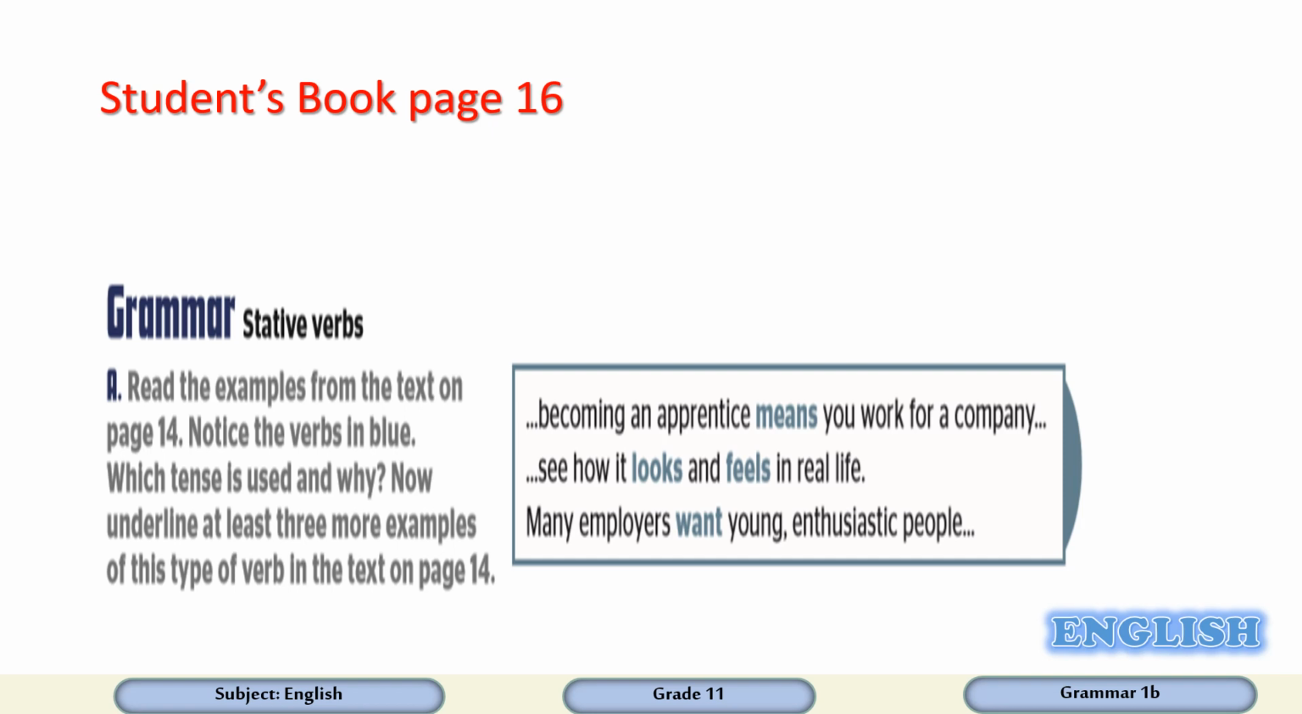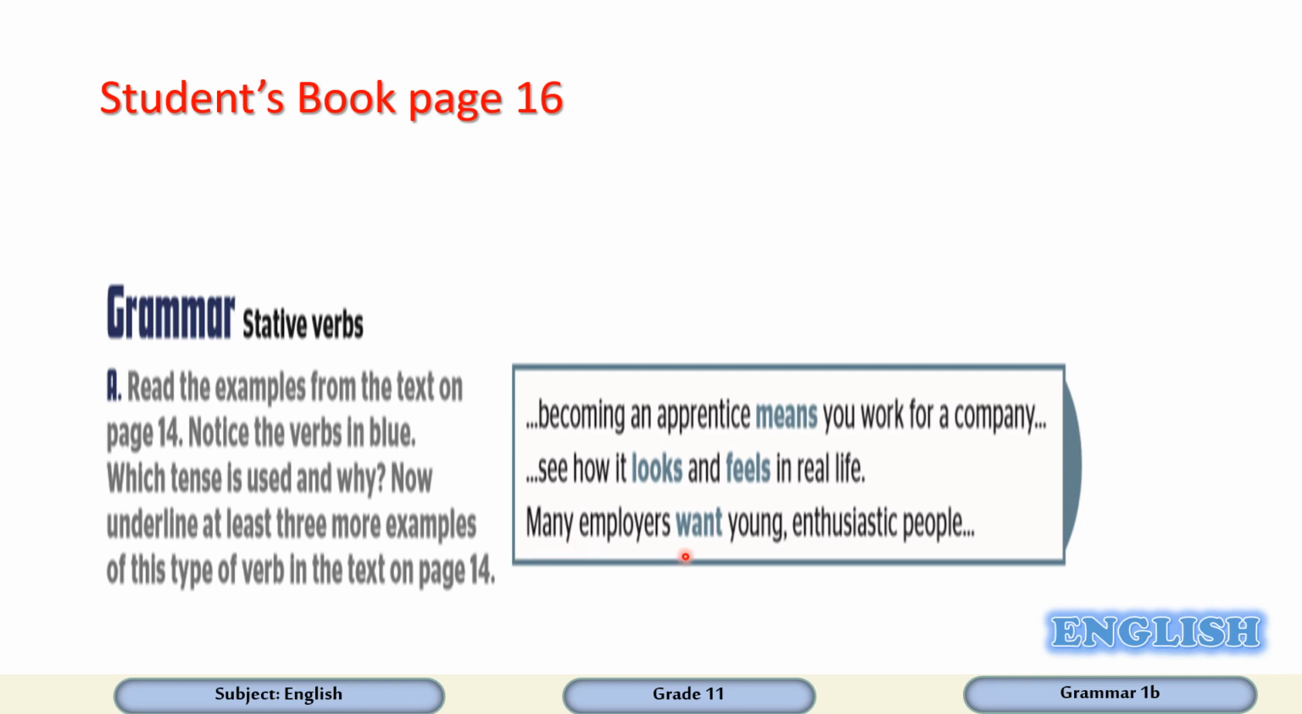Now let's refer to your student's book, page 16. We are doing activity number A. Read the examples from the text on page 14. Notice the verbs in blue, which tense is used and why. Let's read the examples. Becoming an apprentice means you work for a company. See how it looks and feels in real life.